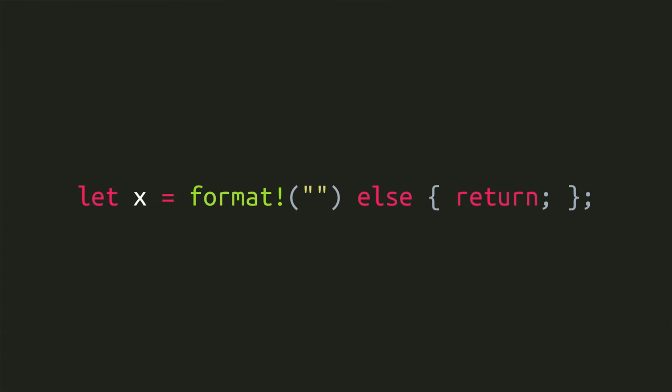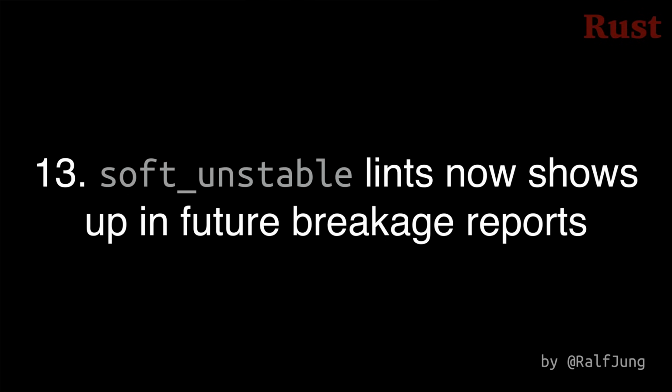One reason is that the presence of a curly brace before an else is supposed to indicate that it is part of an if expression, not a let-else statement. The other reasons deal with similar ways of eliminating ambiguities. Number 13. The soft unstable lint will now show up in future breakage reports. This lint detects using bench attributes, custom inner attributes, and inner macro attributes.